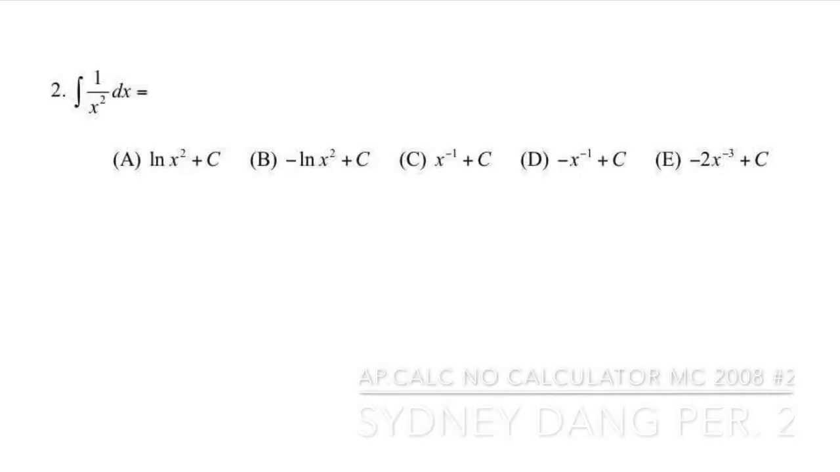So we are also going to be doing number 2 from the set of 2008 No Calculator problems. Here we are given the integral of 1 over x squared times dx. And you have to solve that. And the choices that they give you are A, ln x squared plus c, B, negative ln x squared plus c, C, x to the -1 plus c, D, negative x to the -1 plus c, or E, negative 2x minus 3 plus c.